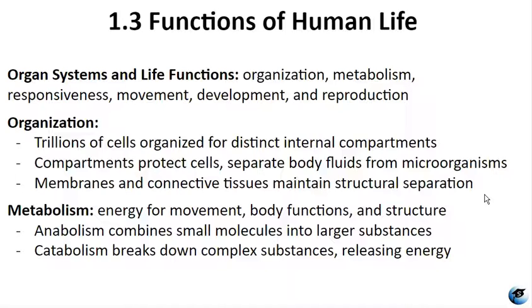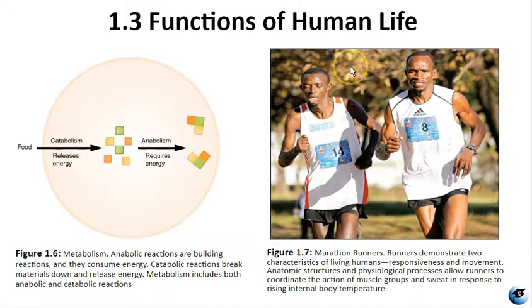Metabolism is the ingesting of energy and molecules and then converting those into energy for movement, body functions, and structure. The two types of metabolism are anabolism and catabolism. Anabolism is where smaller molecules are combined into larger substances. Catabolism is where larger, more complex substances are broken down into smaller molecules, releasing energy. Figure 1.6 illustrates anabolic and catabolic reactions in metabolism.